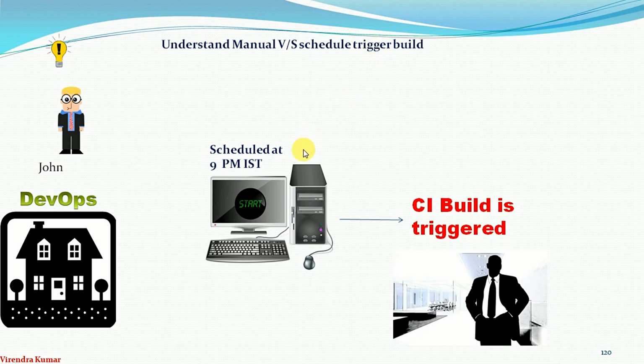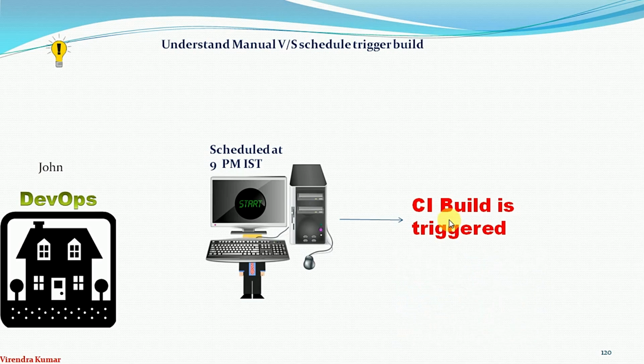So he thought, I will schedule it at 9 p.m. IST, Indian Standard Time, or any GMT or UTC time. So he chooses the time. Then he goes to the system and sets up the CI pipeline with this time deadline, and he leaves the CI pipeline as it is. Now at this time the build is triggered automatically.